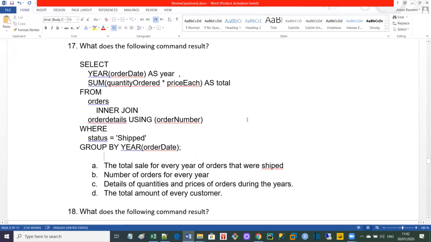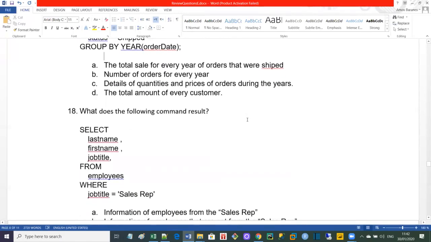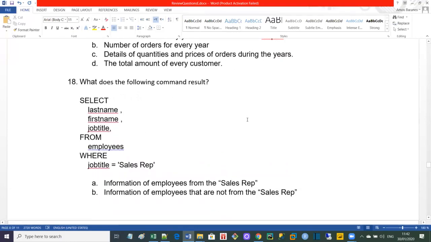Okay, let's move on to the next question. What does the following command result? This one is even simpler than the previous one, much simpler, in fact. We have a select, we have from and where, very classical questions. We are selecting the data from the employees table. How many columns do I have here? I have 3 columns: last name, first name, and the job title. It's coming from the one table, employees.